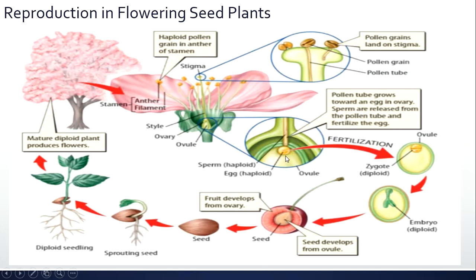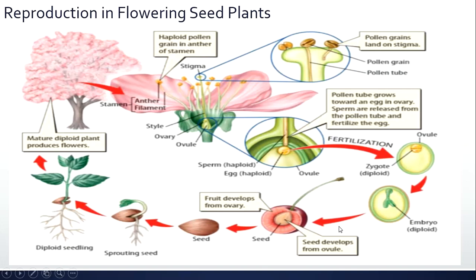Now the sperm develops from a haploid cell into a pollen tube. When the pollen tube enters an ovule, fertilization takes place. You can see here. Now, as we studied earlier, the zygote that results from fertilization develops into an embryo. After an embryo is formed, each ovule with its embryo will become a seed.